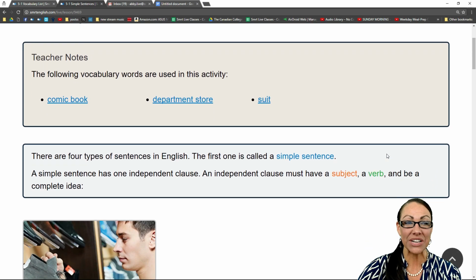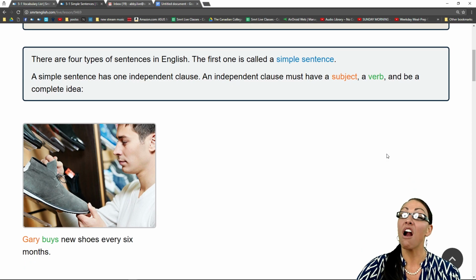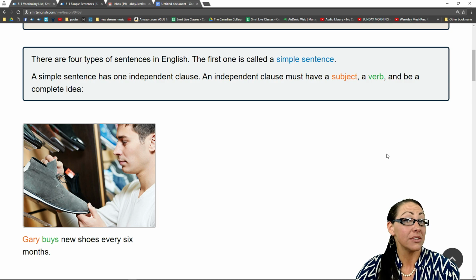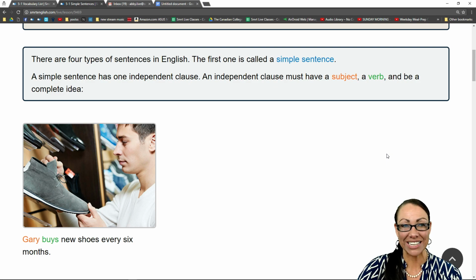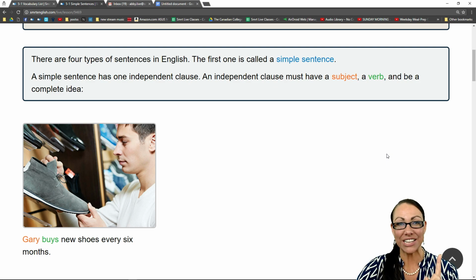All right, so continuing down. There are 4 types of sentences in English. The first one is called a simple sentence, right? So a simple sentence has one independent clause. It's simple, it's to the point, it's short. An independent clause, as we know, must have a subject, a verb, and be a complete idea.